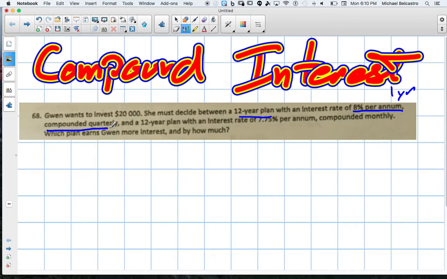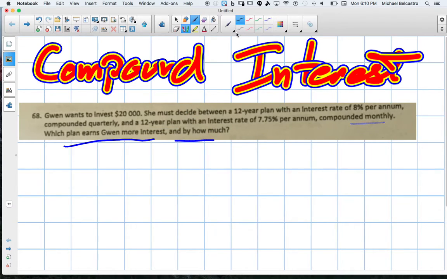Compounded quarterly. And a 12-year plan with an interest rate of 7.75% per annum compounded monthly. So which plan will earn Gwen more interest and by how much? So the first thing we want to do is essentially get our compound interest formulas.